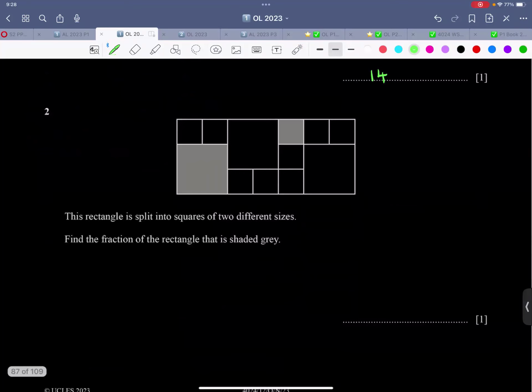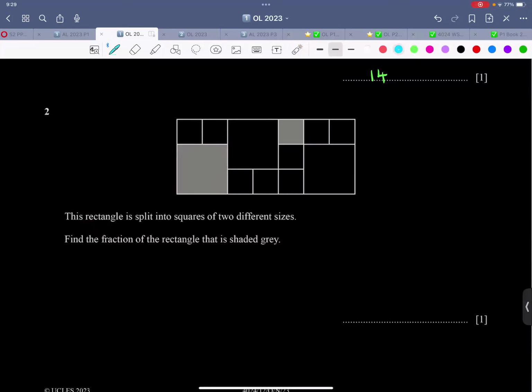Now let's look at this question. The question says this rectangle is split into squares of two different sizes. So there are the small squares and then there is a big square. Find the fraction of the rectangle that is shaded gray. What we can do is draw some lines. We know that this is 1 unit. This is 2 units. This is also 2 units because it's a square. So therefore, this is again 1 unit.